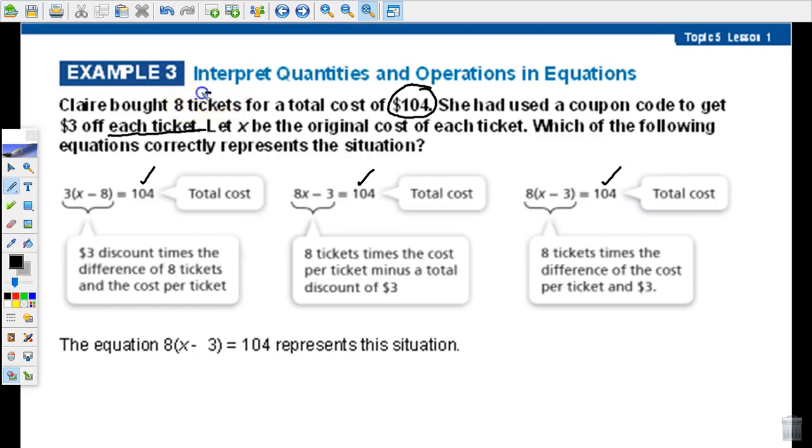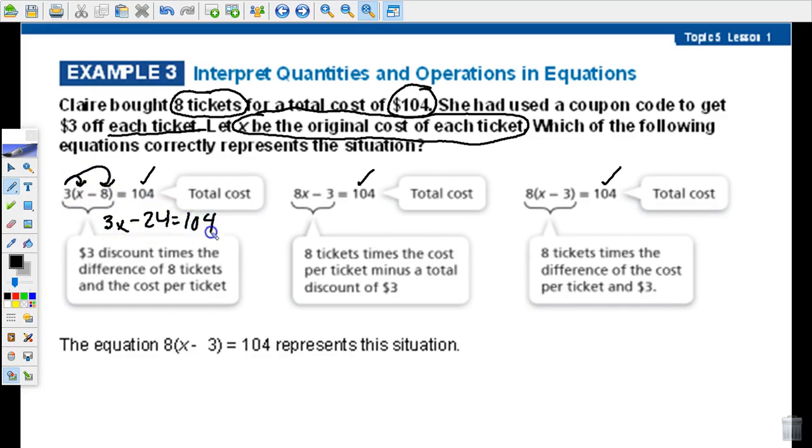So Claire bought 8 tickets, and X is the original cost of each ticket. Okay? This is where the reading comprehension falls into place. I have to see everything and be able to work them out. So we're going to do 8 times X. For this one, I've got 3 times X, which is 3X. I'm distributing. And then 3 times -8, I get -24 equals 104. I don't see 8 times X. Therefore, this is wrong.